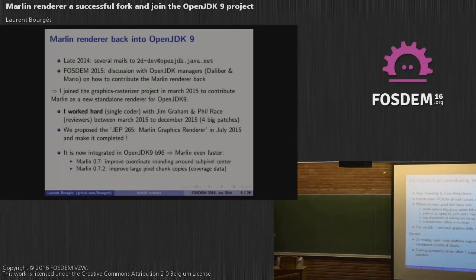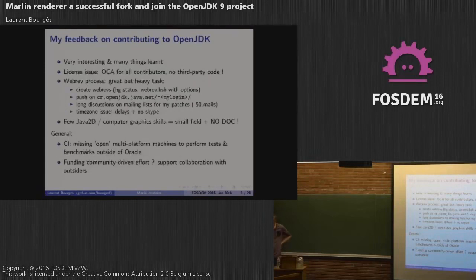It's not easy for an outsider, because my company is a research institute. It's public research in France that has nothing to do with Java or any of the companies who are here. First, the licensing issue: there was third-party code in my contribution, so I had to do some cleanup. The webrev process is great, but it's a bit heavy, and for a newcomer you have to learn how to create them. There are a lot of tools, and you have to push them to the OpenJDK servers. You have to get an account, credentials and rights.